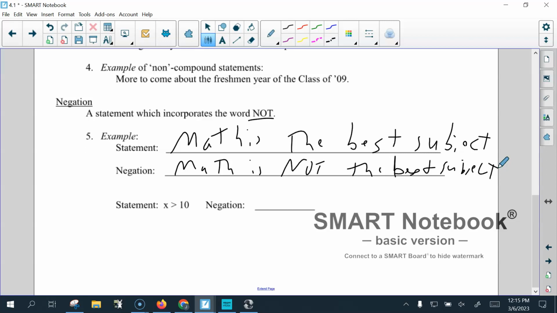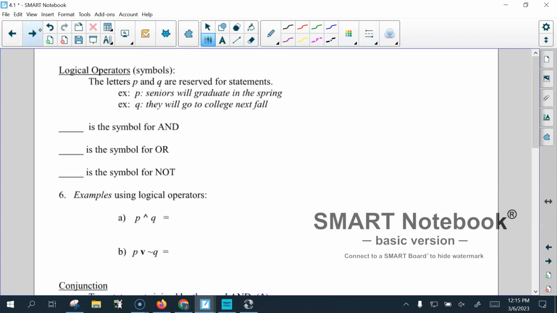Okay? So an example, statement, x is greater than 10. The negation would be x is less than or equal to 10. And we'd have to say less than or equal because that incorporates both possible negations. If it's not greater than 10, it could be 10 itself or less than. So we have both of those. All right, moving on.